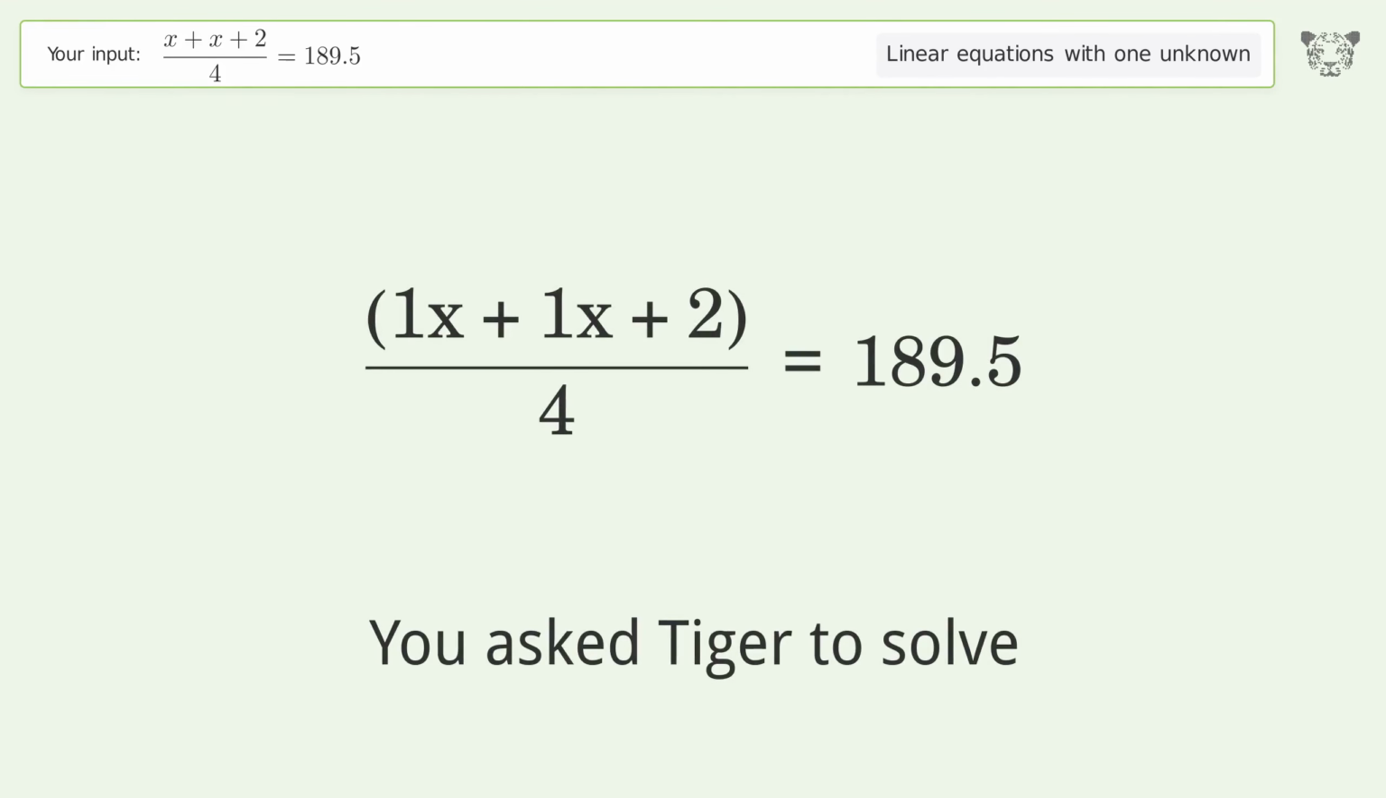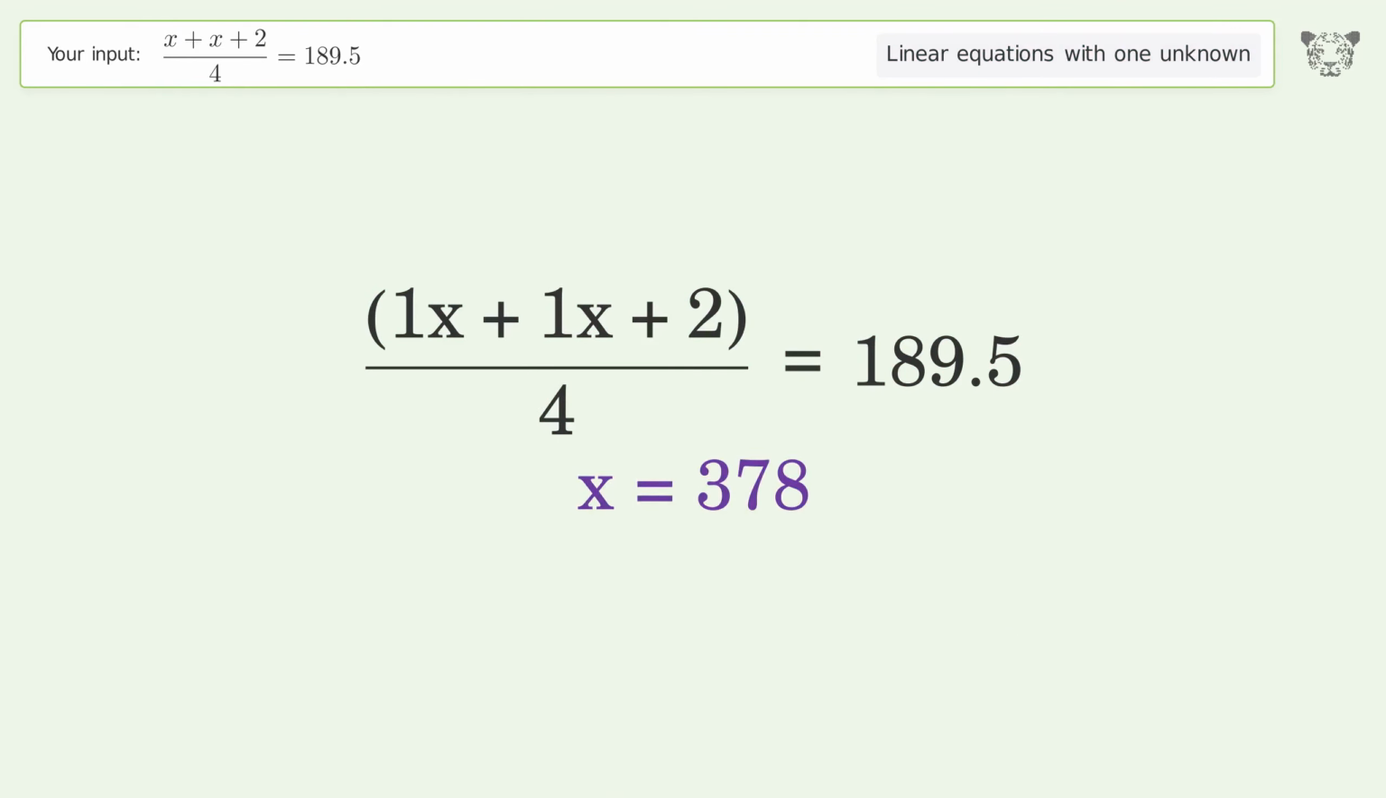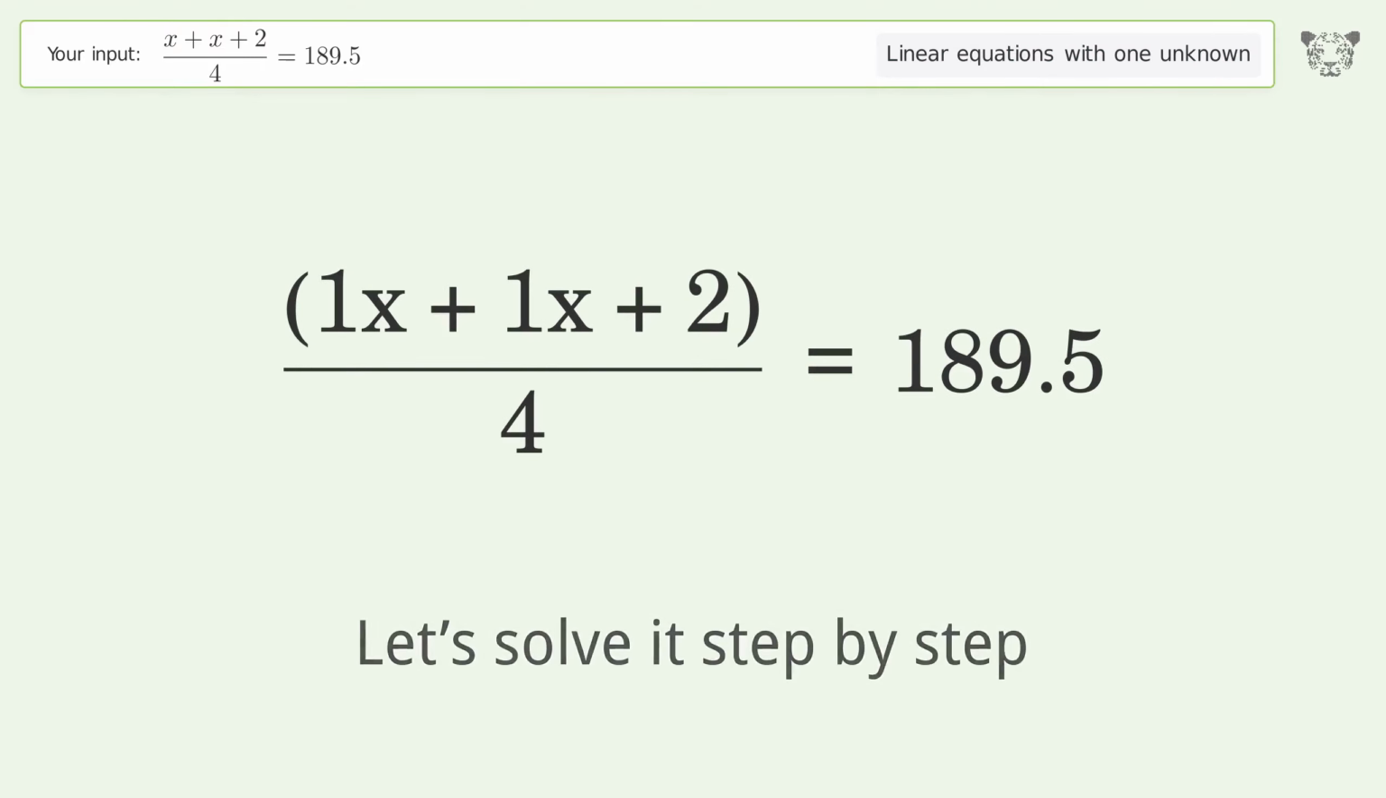You ask Tiger to solve. This deals with linear equations with one unknown. The final result is x equals 378. Let's solve it step by step.